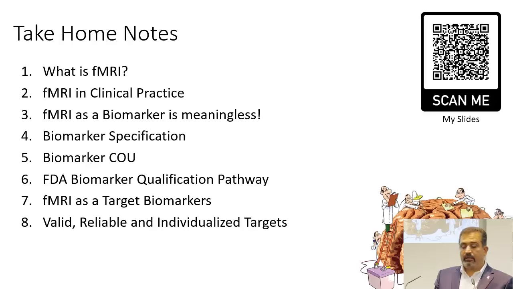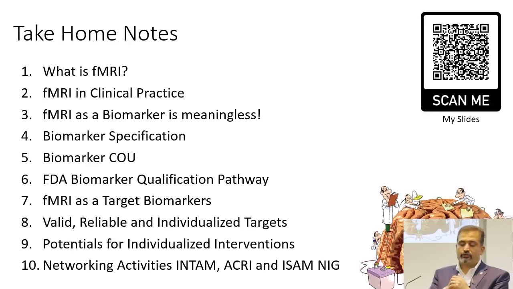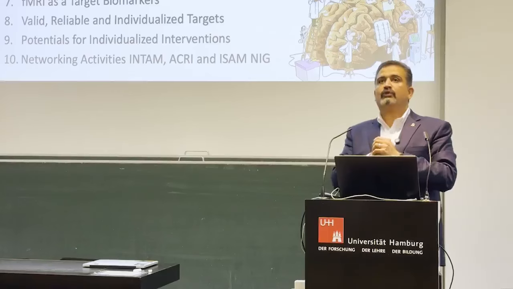And as Patrick beautifully mentioned, reliability is very important. So that is another level that we are working on, in terms of making sure the target that we have or the measures that we have are valid, reliable, and how we can then make them individualized. And there are hopefully potentials for individualized interventions and potentials for networking. Thank you very much for your attention.